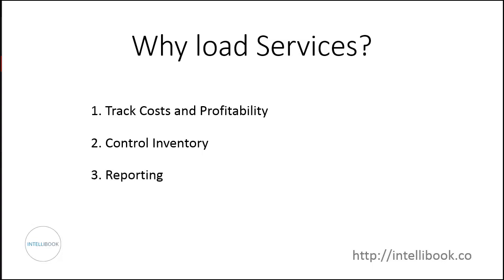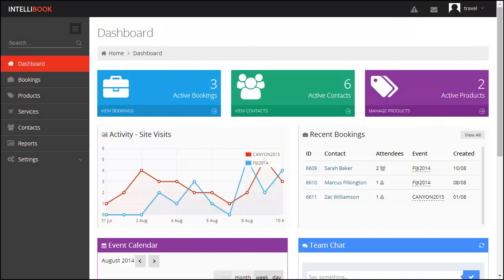Lastly, reporting. You can report on available inventory to help you be proactive when inventory starts to run low, etc. Also, you can easily produce reporting to show which customers have been allocated to which services, for instance, a hotel rooming list. Now I'm going to show you through the process of setting up a service in Intellibook.